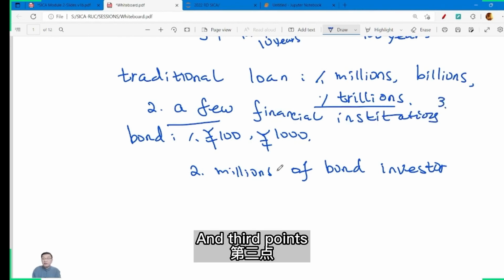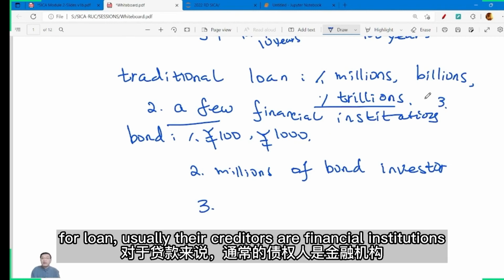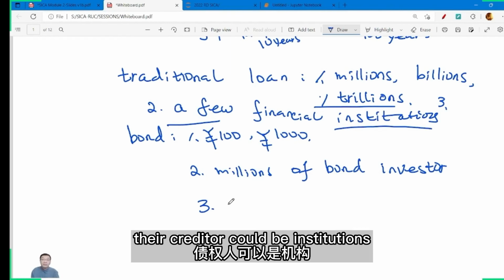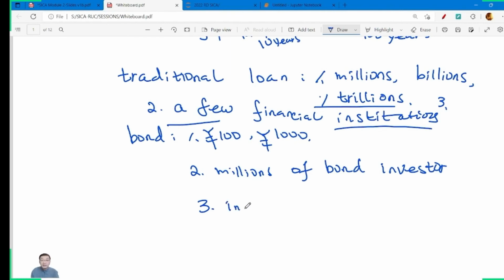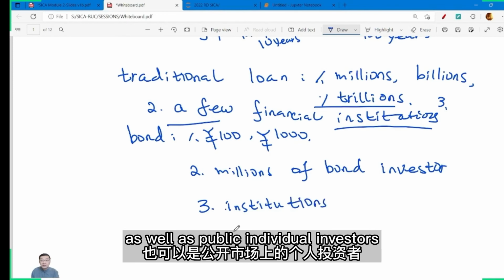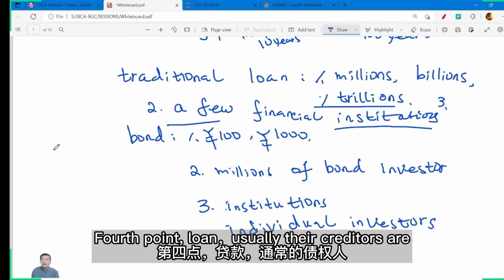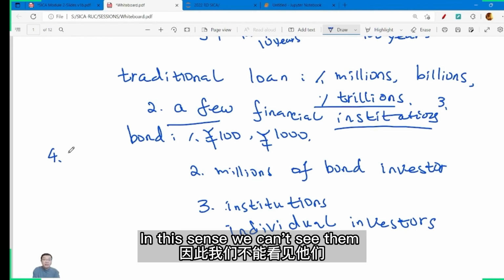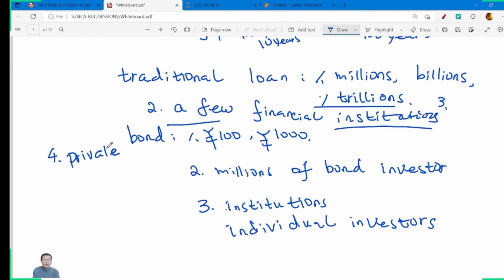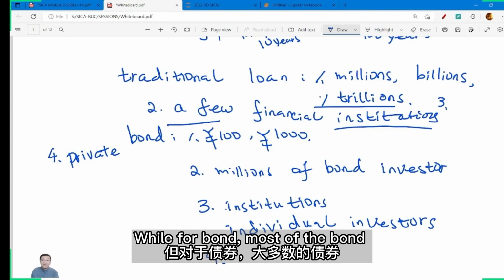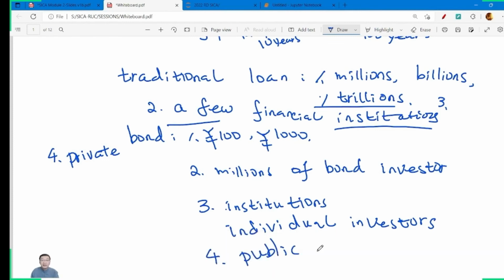Third point, for loans, usually the creditors are financial institutions, while for bonds, the creditors could be institutions as well as individual investors. Okay. Fourth point, for loans, usually the creditors are not the public. In this sense, we can say they are private. While for bonds, most of the investors are public investors.